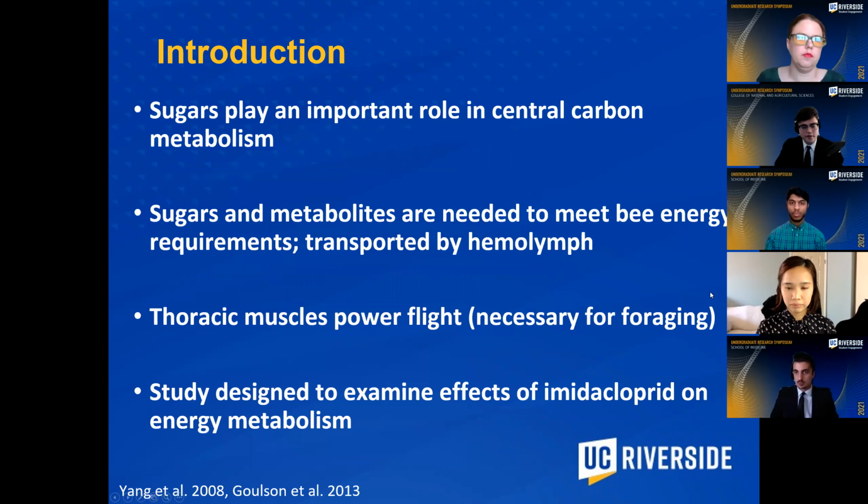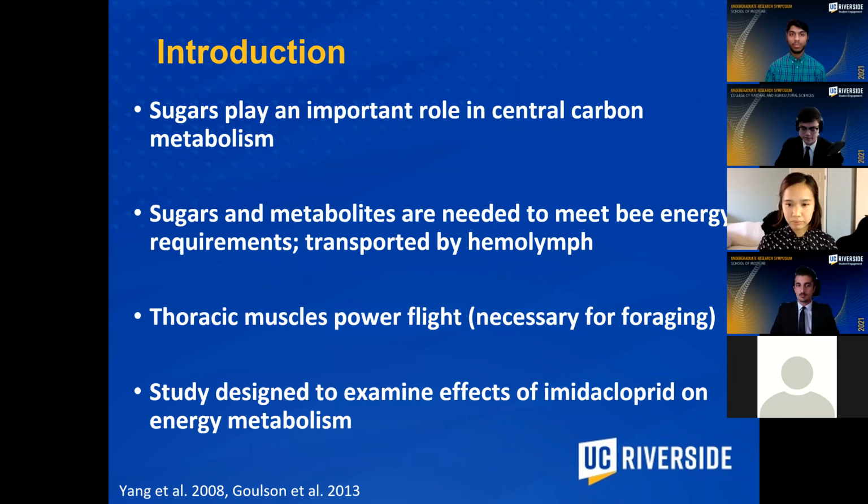Sugars also play a very important role in the central carbon metabolism. The central carbon metabolism is a series of biochemical pathways by which sugars, amino acids, and other biological macromolecules are converted into the precursors of energy metabolism. These precursors include those involved in glycolysis, the tricarboxylic acid cycle, and the electron transport chain, all of which are essential to energy production within bees. They're also needed to meet the bee's energy requirements, and they're transported by the hemolymph.